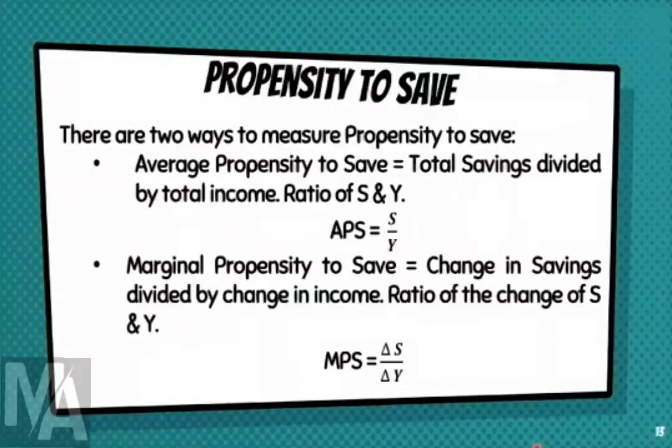Just like consumption, propensity to save can be measured using two variations. The first one is average propensity to save, which is nothing but the total savings divided by total income. Total savings is denoted by the capital letter S. Total income is denoted by the capital letter Y. So APS is equal to S divided by Y. Marginal propensity to save, here we are seeing the change or the additional savings for every additional level of income. So it is change in savings, denoted by delta S, divided by the change in income, denoted by delta Y. So it is the ratio of delta S divided by delta Y, which is MPS.